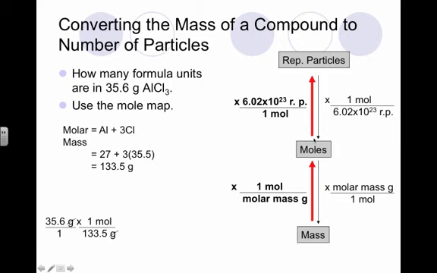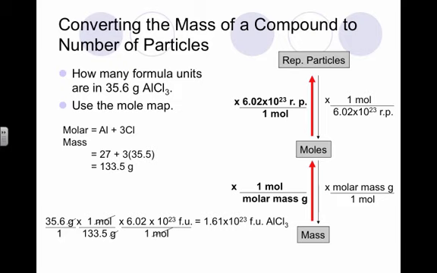And now that we're at our mole step, we can move on to our representative particles, which would be Avogadro's number over 1 mole. All right, and then again, our moles will cancel out. And we follow through on the math, and now we have 35.6 times 6.02 times 10 to the 23rd divided by 133.5. That scientific calculator is looking real handy right now. When you finish up, you get your 1.61 times 10 to the 23rd formula units of aluminum chloride.